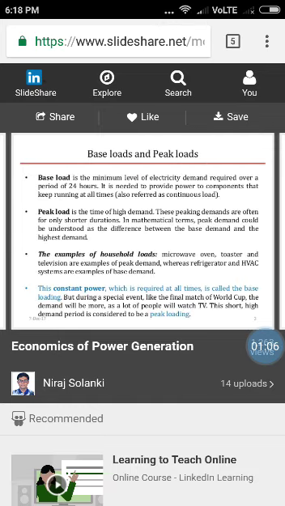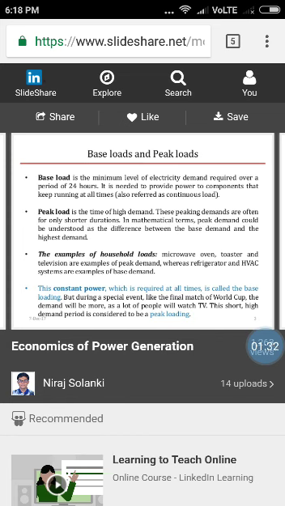Base load and peak loads. What is meant by base load? Base load is the minimum level of electricity demand required over a period of 24 hours. It is needed to provide power to components that keep running at all times, also referred to as continuous load.